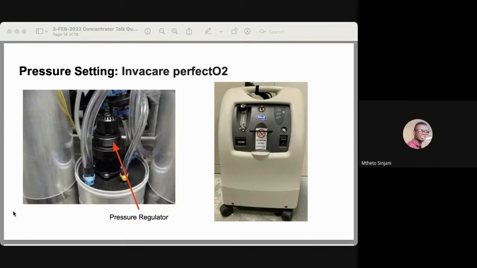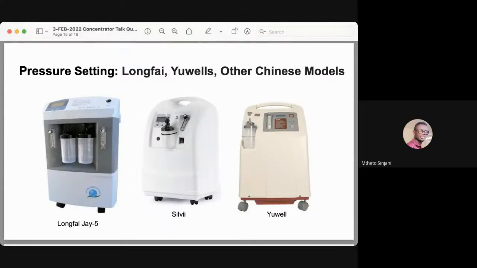And finally, the last model is the Longfal J5. Longfal concentrators, Yuwell, and other Chinese models recommend you set your pressure anywhere between 45 to 70 kPa. The pressure to set will depend on how your concentrator is performing. So we advise to start with the highest pressure, which is 70 kPa, and work your way down to where you are getting the maximum purity.